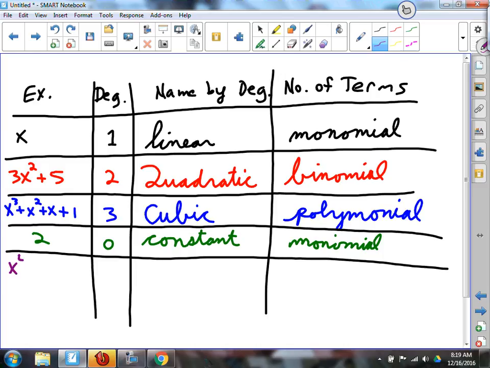x to the 4th minus 2x to the 4th plus x squared. I love this one. It's great. What's the degree on this one?